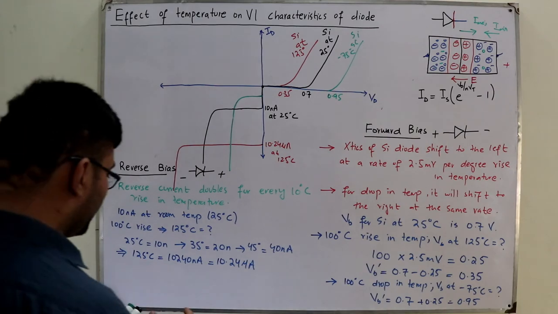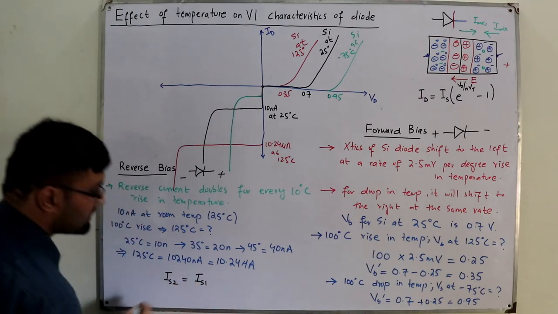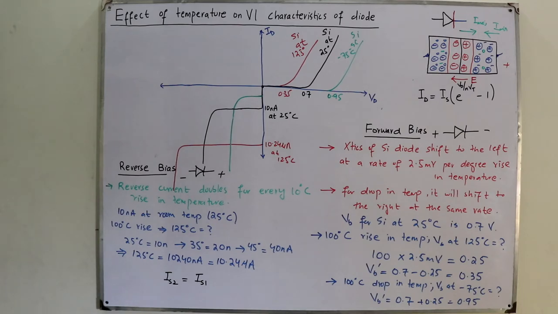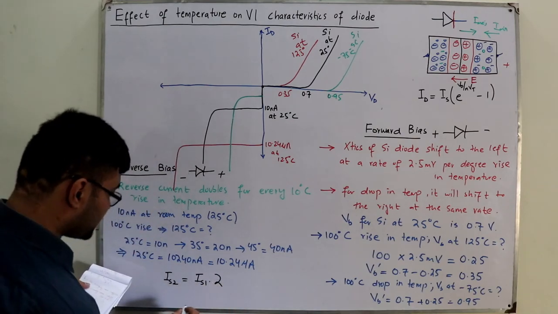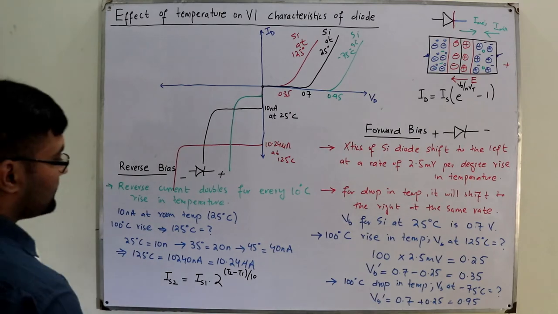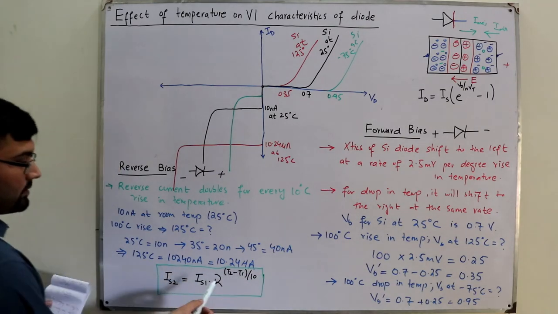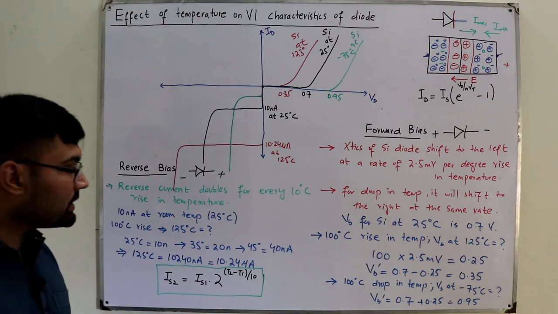The proper formula for the reverse saturation current: if IS2 is your new saturation current, you need to find it with respect to IS1, which is the old current. Just give me a second, I have it somewhere. Yes, here it is. IS2 is equal to IS1 times 2 to the power (T2 minus T1) divided by 10. This works for both a rise and a drop in temperature.